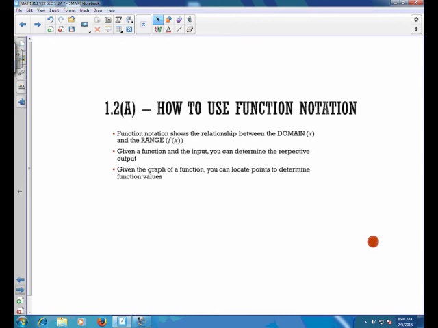So how do we use function notation? Well, function notation shows the relationship between the domain and the range. Given the function and an input, you can determine the respective output by just plugging in for x. And given the graph of a function, you can locate points to determine function values. So let's try some examples with both of those.